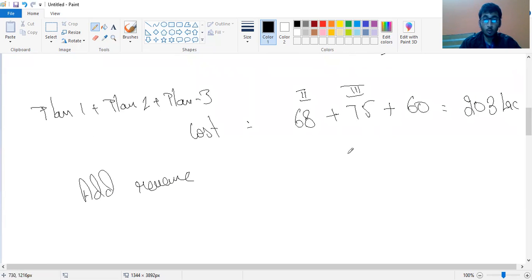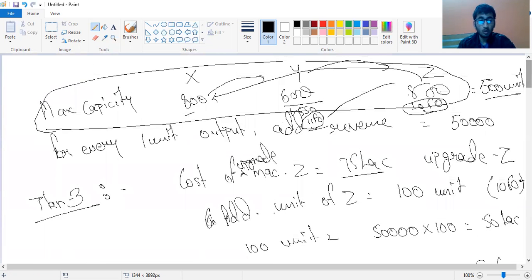Now additional revenue. Now suppose I'm going with plan A as well. How many units, how much would the capacity of A be increased? Maximum capacity of X would be 1100, maximum capacity of Y would be 1150, and maximum capacity of Z would be 150. But since we are having a maximum demand of 1000 only in the market.